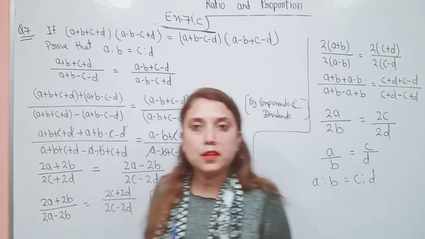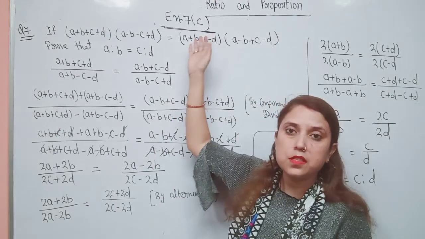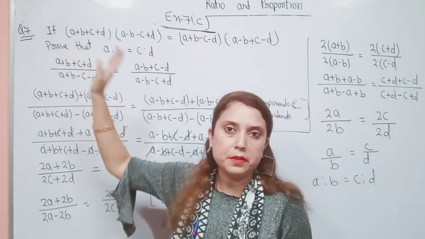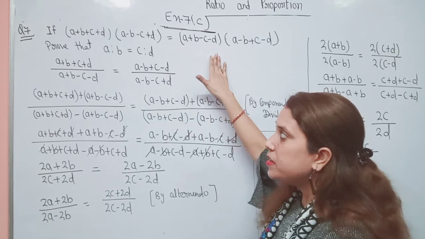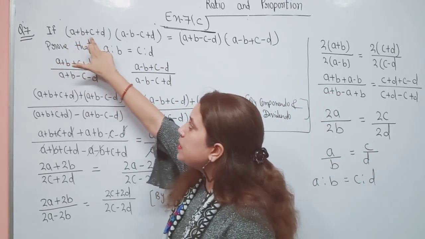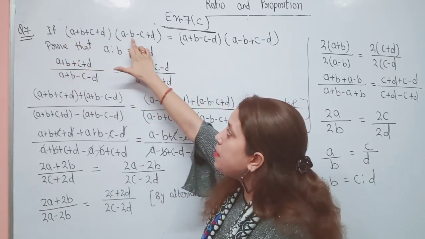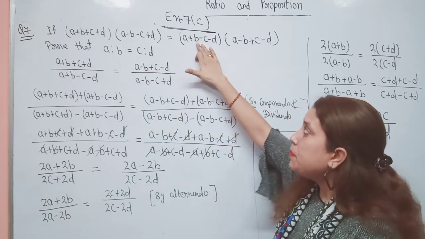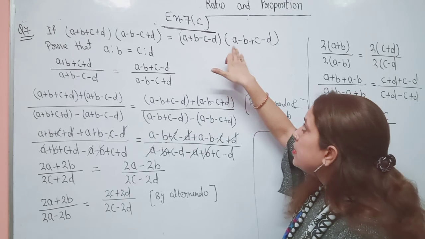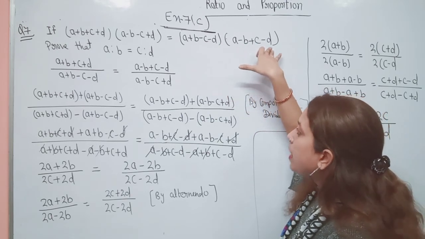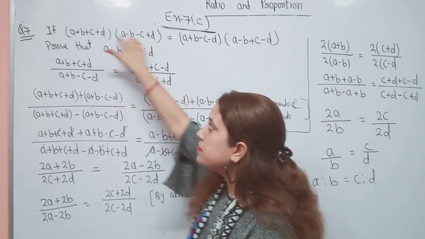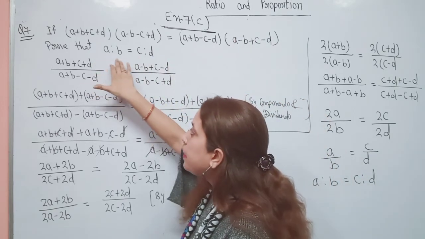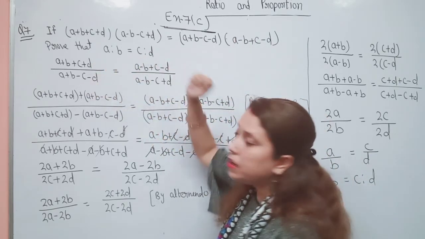Students, we will continue the same exercise 7C, question number 7. Okay beta, the question is: if (a plus b plus c plus d) into (a minus b minus c plus d) is equal to (a plus b minus c minus d) into (a minus b plus c minus d), prove that a ratio b is equal to c ratio d.